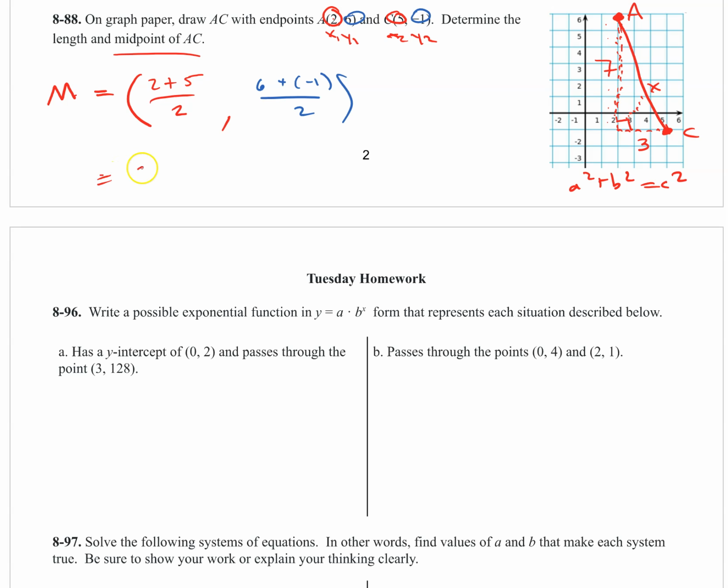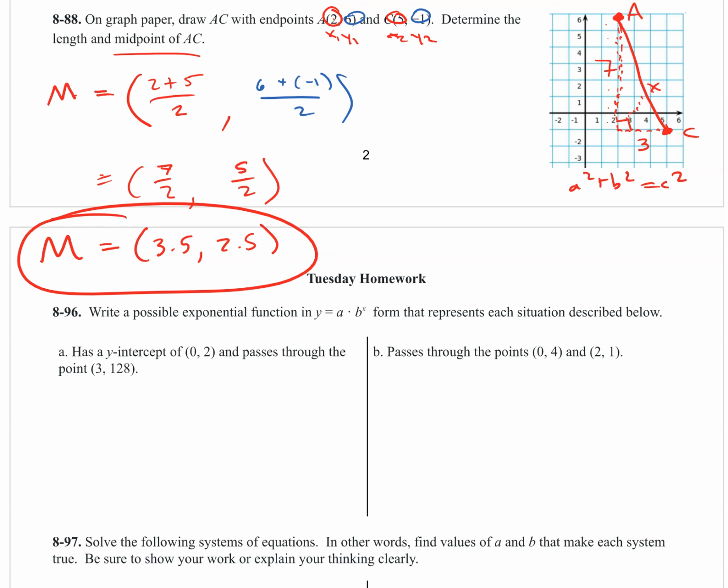Alright, so that's going to be 7 over 2, comma, 6 and -1 make 5. And 7 divided by 2, that's 3.5, comma, 2.5. That's the midpoint. So if you go on your graph, 3.5, 2.5, it's always good to double check that the answer makes sense. It's saying the midpoint is right about there, which makes sense. That's right in the middle.